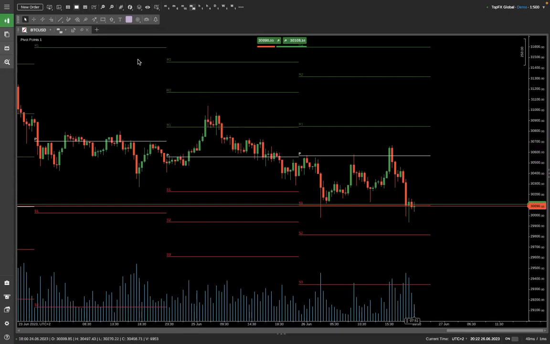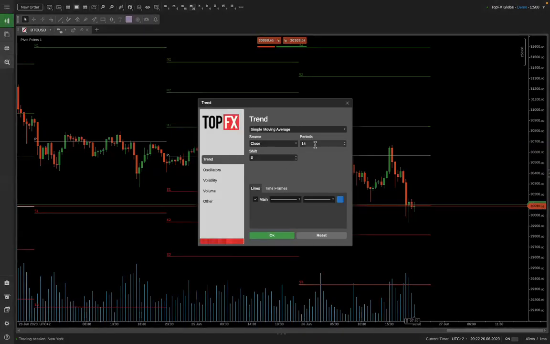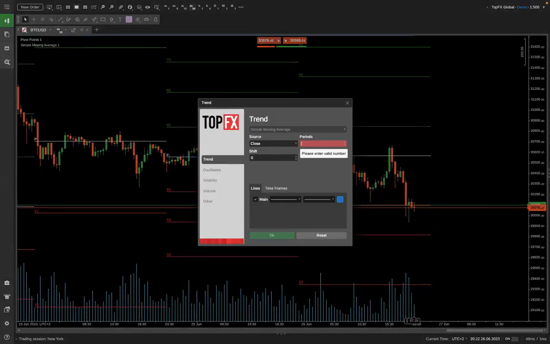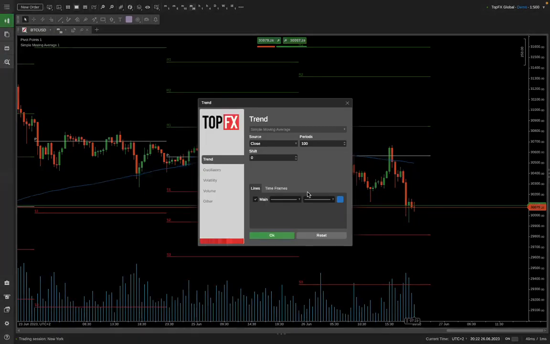Maybe sometimes it's good to use, for example, the moving average. So what you do, you go to the trend, and let's say you will say, okay, a simple moving average would be good. 14 periods for intraday trading is fine. You can always change it to more periods. For example, I like to use 100 periods here, and then you can see whether this 100 period moving average is in line with one of these levels.